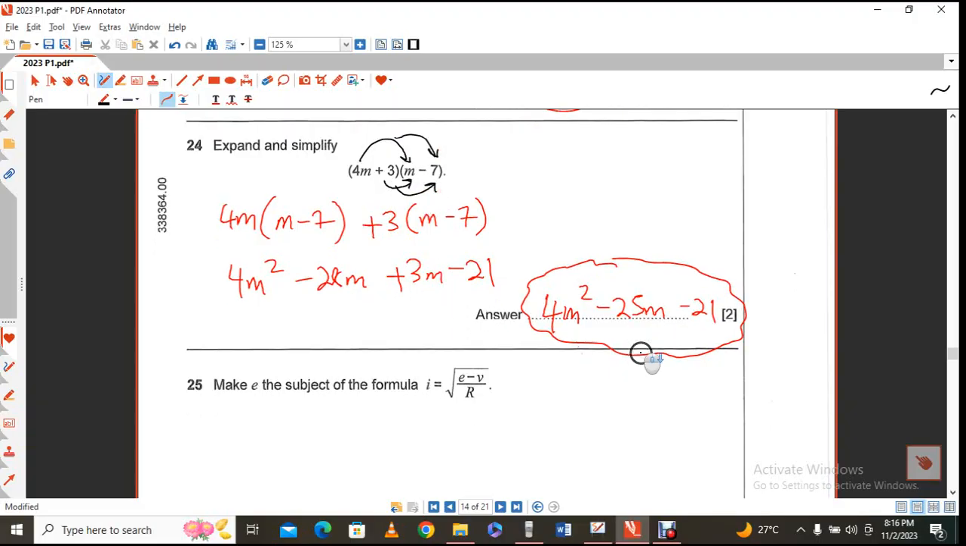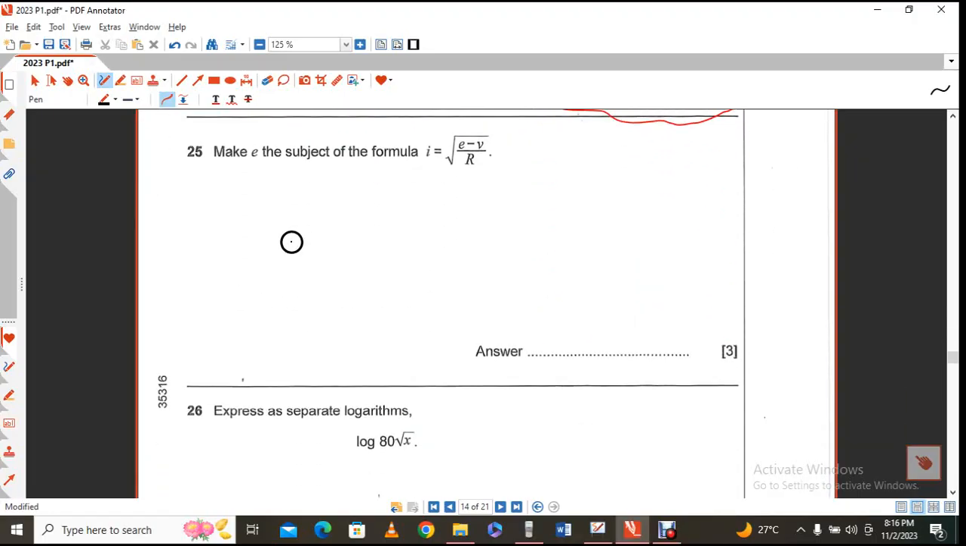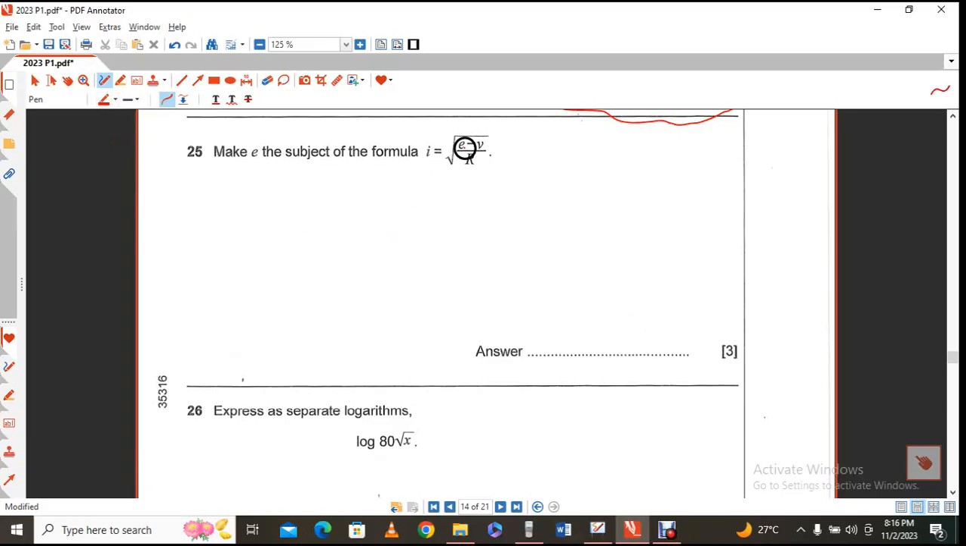Much quicker. Try now question 25. You are supposed to make E the subject of the formula. So the first thing you do is get rid of the square root by squaring both sides. So you'll be left with E minus V over R. Basically I'm squaring here. The square and the square root cancel. I'm squaring there, so I'm going to multiply by R.